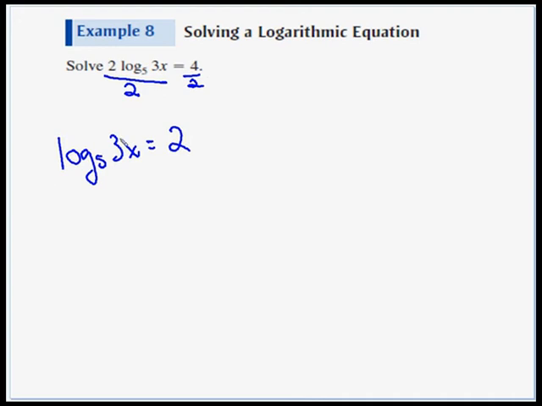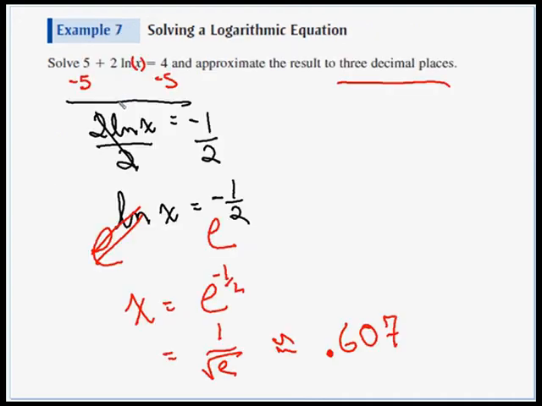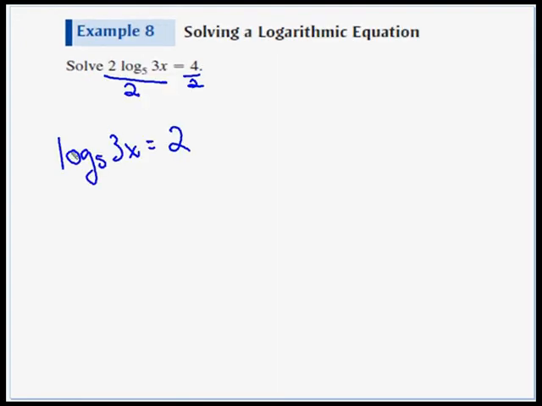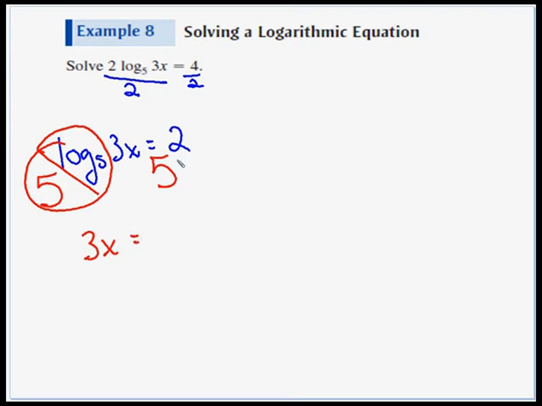So now I'm going to exponentiate each side. In the last one we did exponentiate with base e because we were dealing with the natural log. Here it's log base 5. So I'm going to give each side now a base of 5. So I have 5 raised to this power, log base 5 of 3x, is equal to 5 to the second power. So the 5 and log base 5 will cancel, and we're left with 3x equals 5 squared, and 5 squared is 25. And then divide both sides by 3. X equals 25/3. And that's one way to get the right answer.